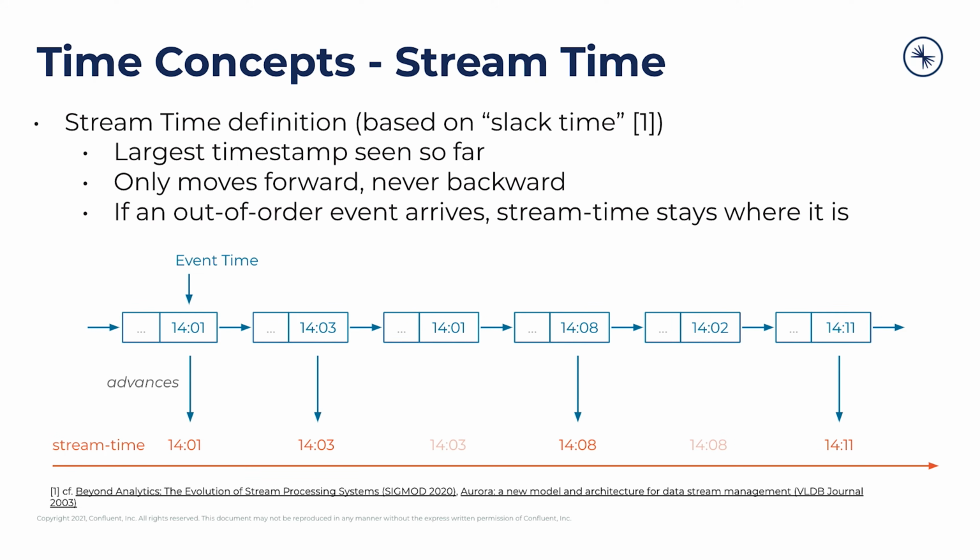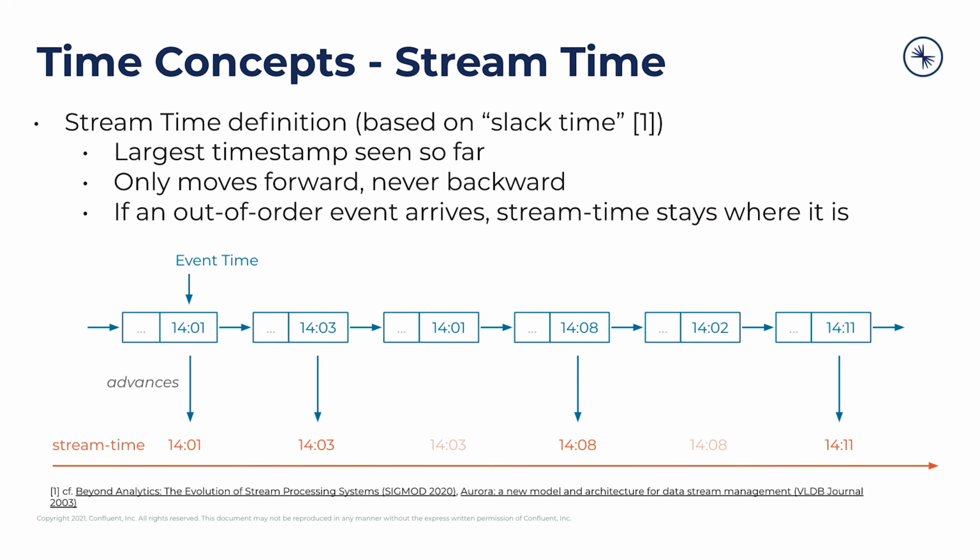Stream time is really just the largest timestamp seen so far. It's just a value. It dictates the current time as seen by Kafka Streams. As new events come in, if their timestamp is greater than the current stream time, then stream time will be advanced. And if new timestamps come in and they have a smaller timestamp, then stream time is not advanced because time never goes backwards. The stream time is always monotonically increasing. And again, it just tells Kafka Streams that some time has elapsed since we have new events.